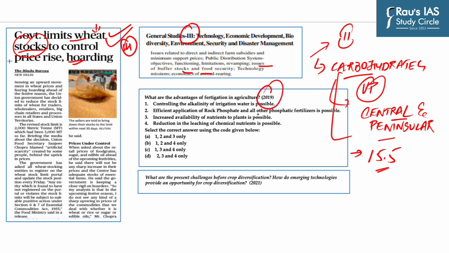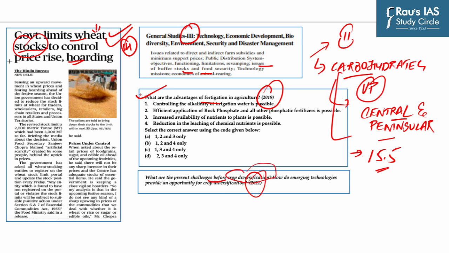As in 2019, UPSC asked a question based on the advantage of fertigation in agriculture. Now try to attempt this question and let us know your answer in the comment box given below. Also, the theme of agriculture is equally important from the perspective of the mains examination. As in 2021, it asked a question based on challenges pertaining to crop diversification.